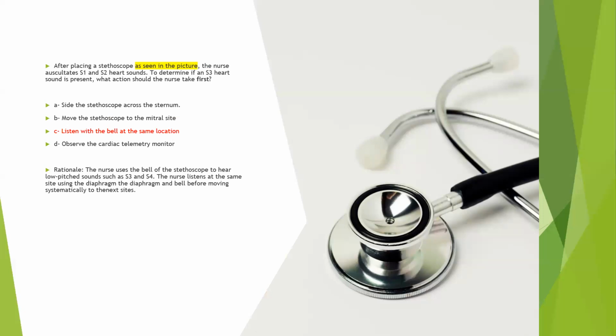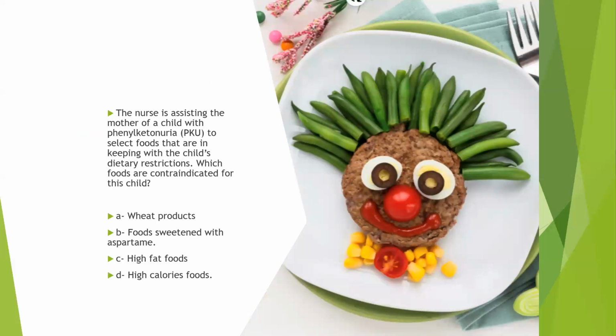Next question. The nurse is assisting the mother of a child with phenylketonuria, PKU, to select foods that are in keeping with the child's dietary restrictions. Which foods are contraindicated for this child? Is it A, wheat products, B, foods sweetened with aspartame, C, high-fat foods, or D, high-calorie foods?